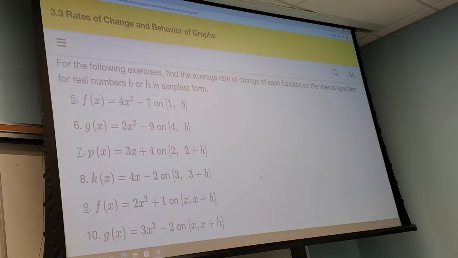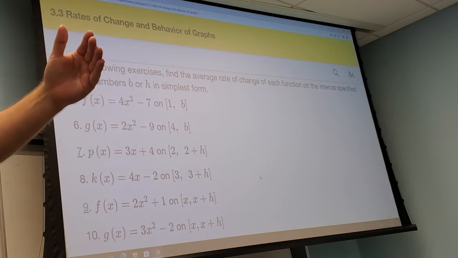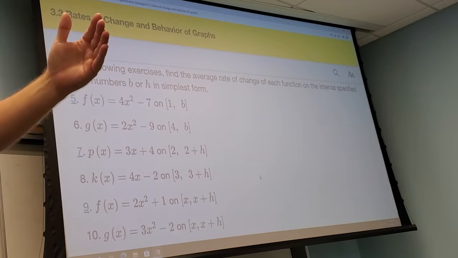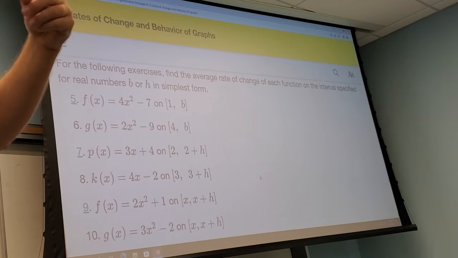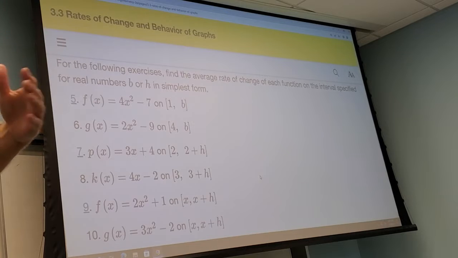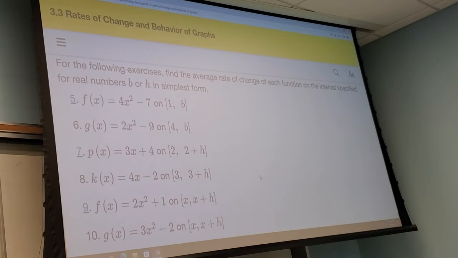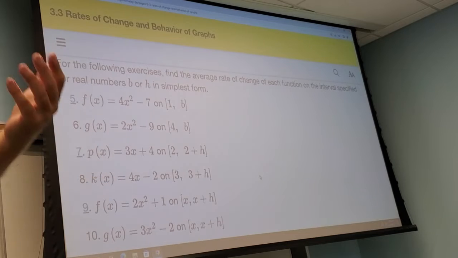All right, so 4 to b, that's an interval on the x-axis. So on that interval, I want to know how much the function changes. You with me so far? Right? So average rate of change is slope, and I need 2 points to figure out the slope. Well, do I know some inputs? Yes. I know 4 and I know b. So I need to figure out what g of 4 is and what g of b is.